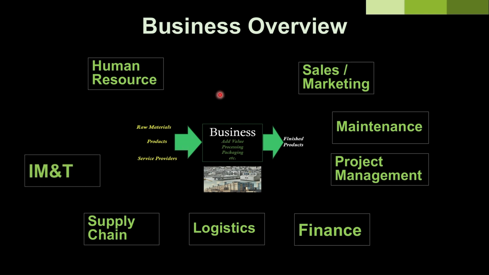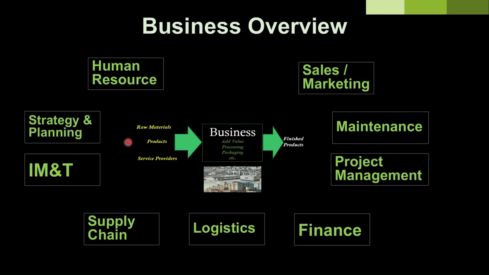And the IM&T organization, on the other hand, would be required to provide all the necessary systems, software application systems, or software infrastructure, IT infrastructures, to support the running of these operations smoothly, and in a lot of cases to improve it and make it more efficient.